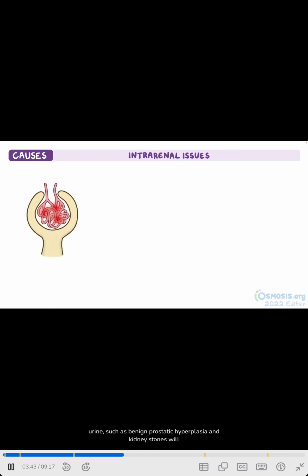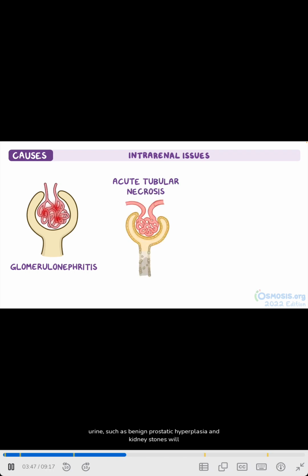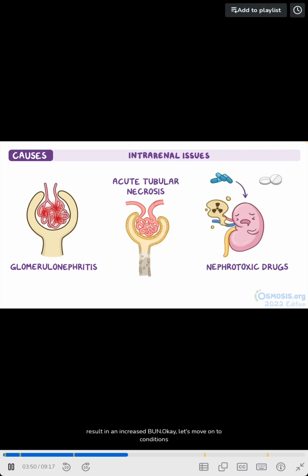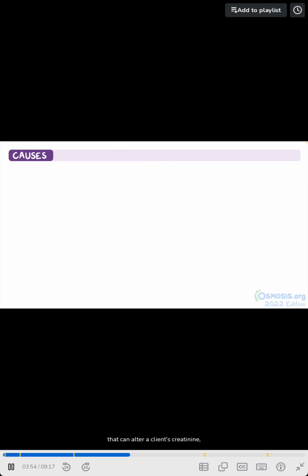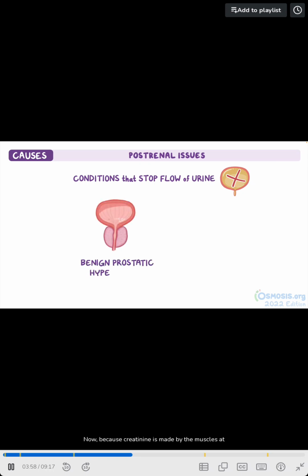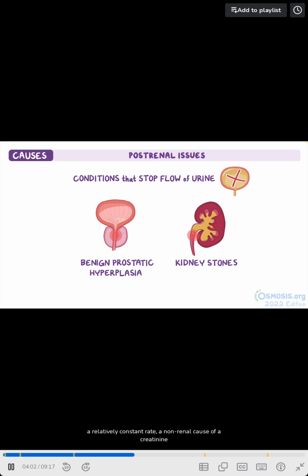Next, intrarenal issues like glomerulonephritis, acute tubular necrosis, or the effects of nephritis cause the BUN to rise. Finally, postrenal conditions that stop the flow of urine, such as benign prostatic hyperplasia and kidney stones, will result in an increased BUN.